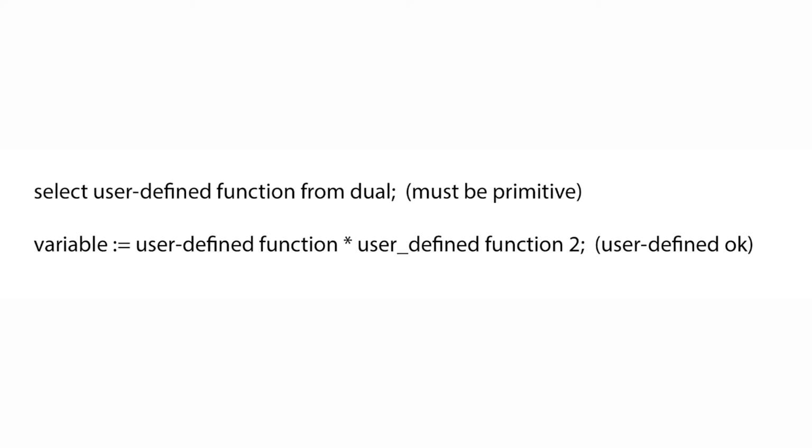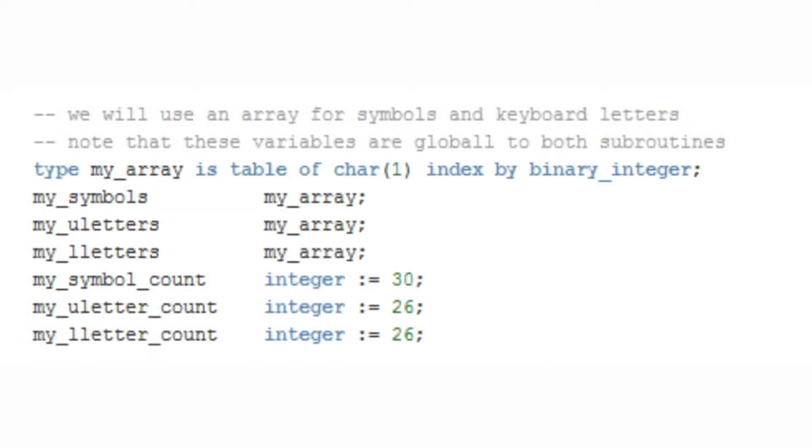Functions do differ, however, from procedures in that they may be used in SQL select statements and as the right-hand operand in assignment statements. If you're going to use a user-defined function in an SQL select statement, then it must return an Oracle primitive. Otherwise, functions used as the right-hand operand in a PLSQL assignment statement may be user-defined to any degree of complexity. Okay, enough of that.